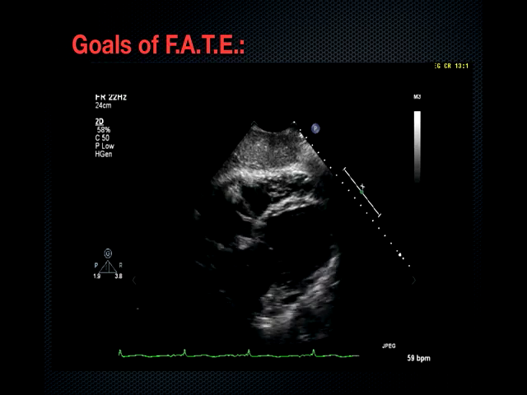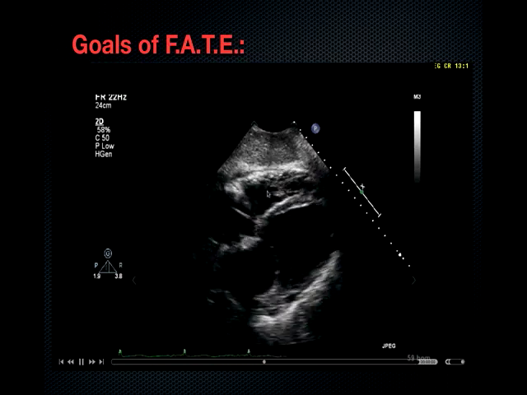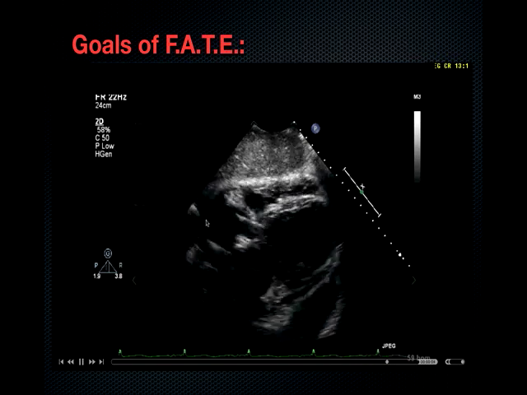So here is a subcostal view. We know that because there's liver here. And we see right ventricle left, right atrium left.